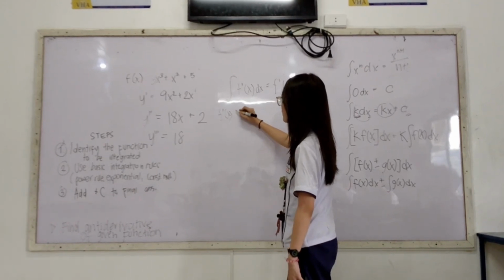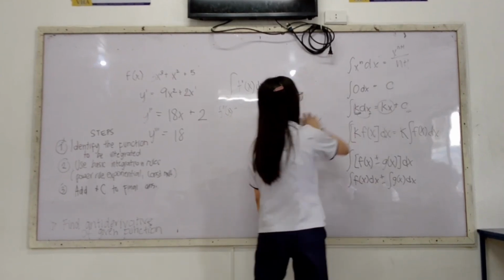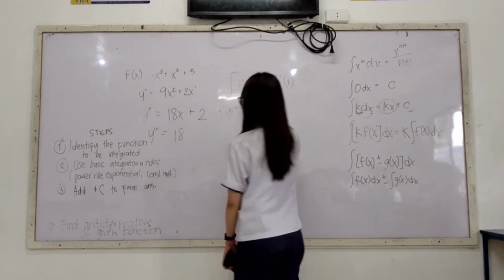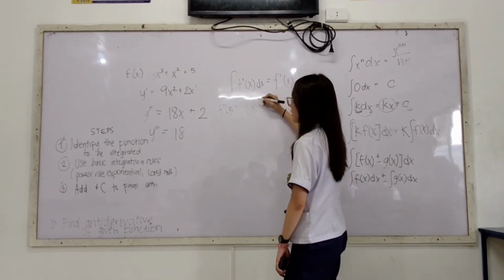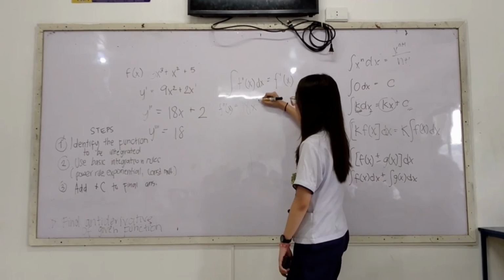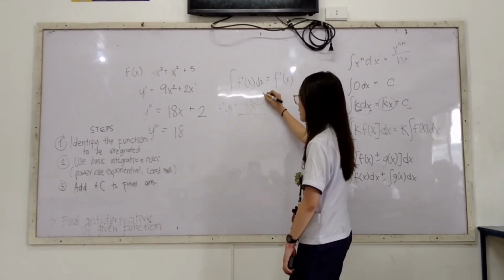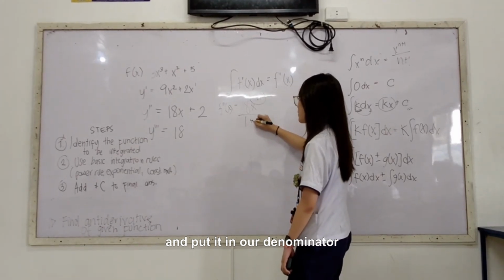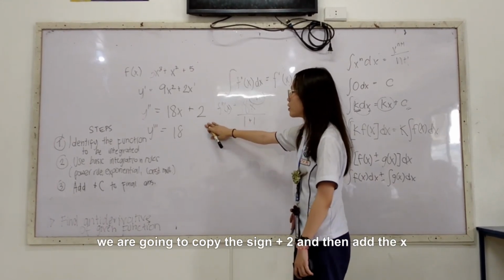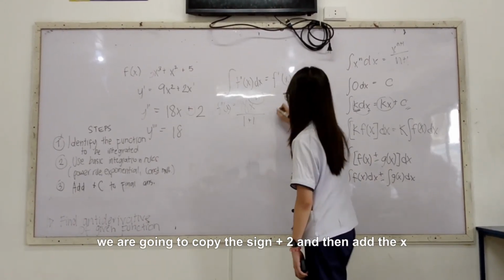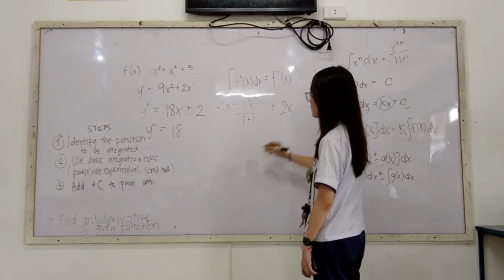The second derivative, and now we're going to use the power rule. Here, x raised to n plus 1, that would be 18 x raised to our n, this is 1, plus 1, and then we are going to copy this one and put it in our denominator. And then since we have a constant, we are going to copy the sign, plus 2, and then add dx.